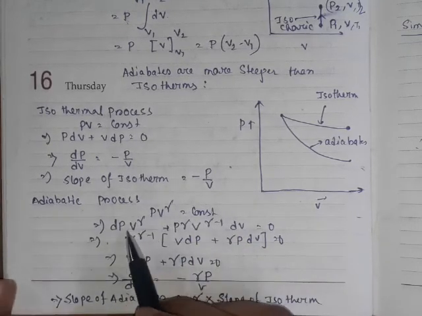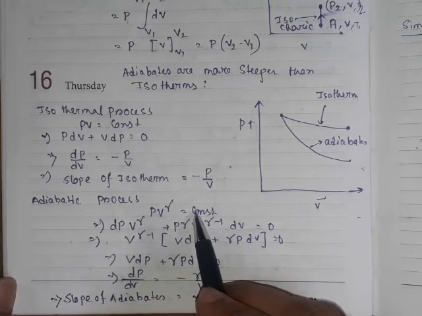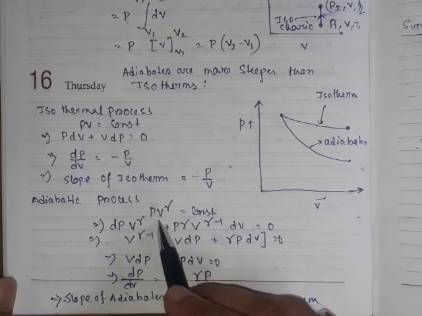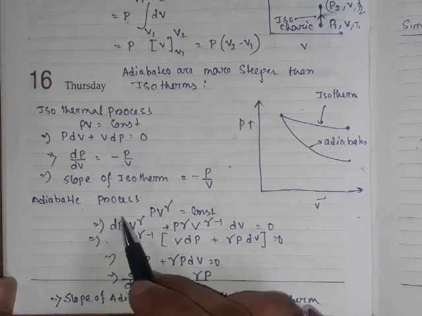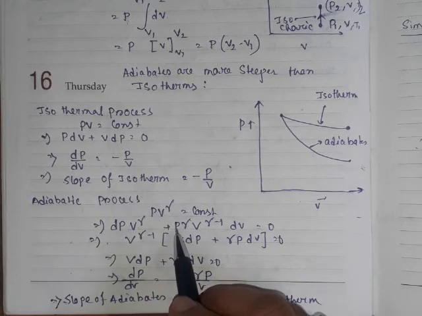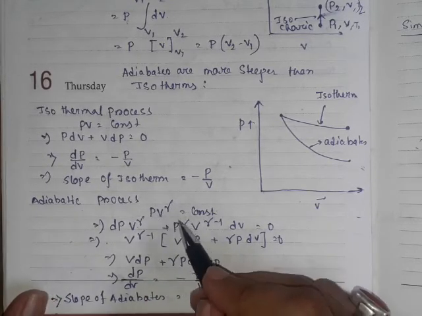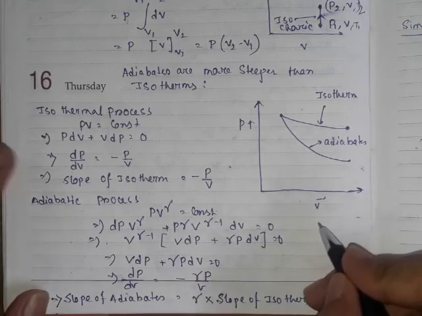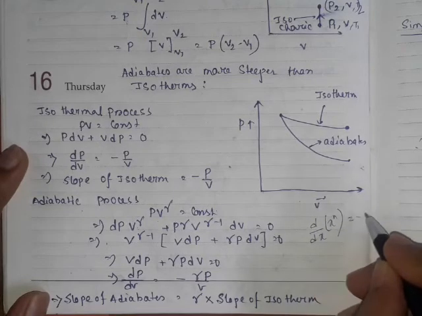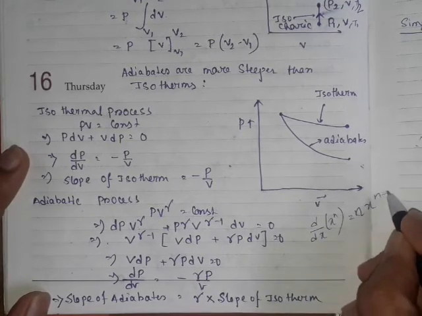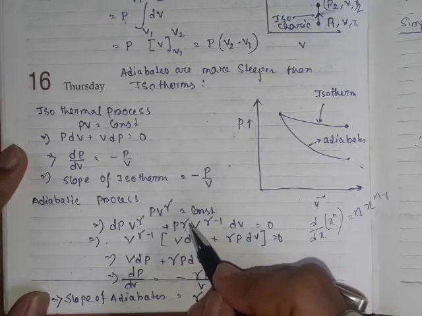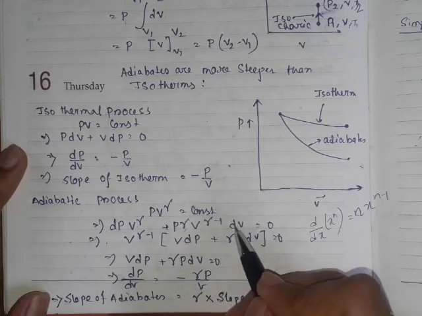Now for the adiabatic process, the equation of state is PV to the power gamma equals constant. For these two terms, first we keep V to the power gamma constant and differentiate P, so we get dP times V to the power gamma. Then we take P constant and differentiate V to the power gamma. We get gamma V to the power gamma minus 1, because as we know, d by dx of x to the power n gives n x to the power n minus 1. So just keep in mind, the gamma power will come out and the power will be reduced by 1: V to the power gamma minus 1 dV equals 0.